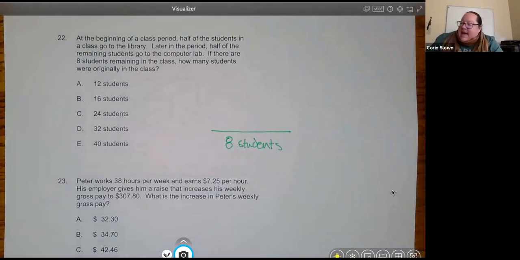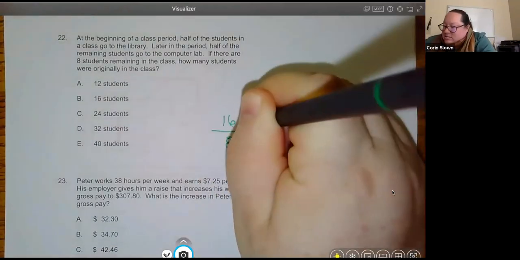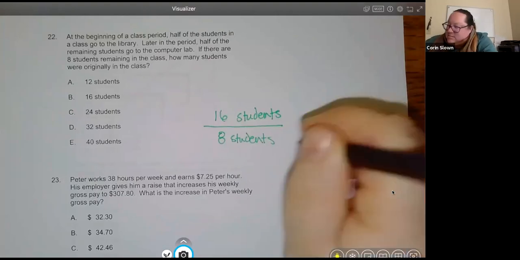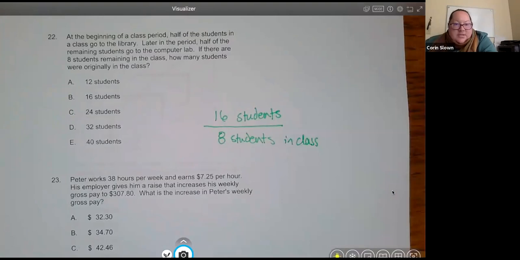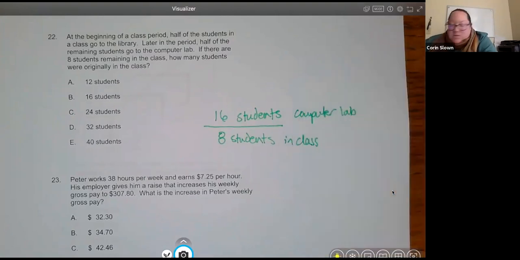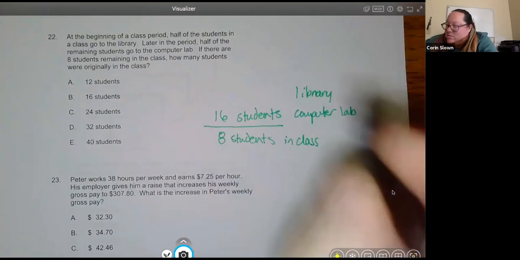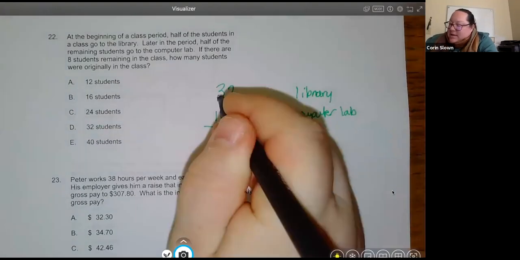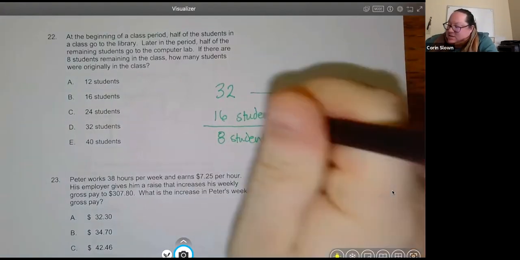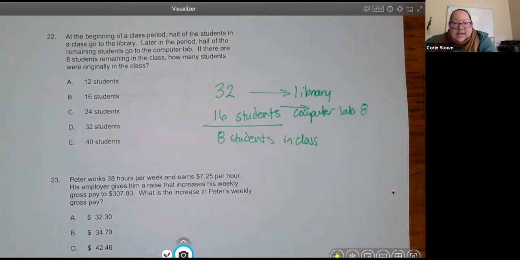Okay, so it says later in the period, half of the remaining students go to the computer lab. Well, if 8 is half, 8 plus 8 means that I have to go to 16 students. So that's the number. So this is in class, half of the students go to the computer lab. And then it says half of the students go to the library. Well, 16 plus 16 is 32. So if I take half of 32 and they go to the library, 16 students remain, half of those go to the computer lab. So 8 go to the computer lab and then 8 stay in class. So the answer is 32 students.